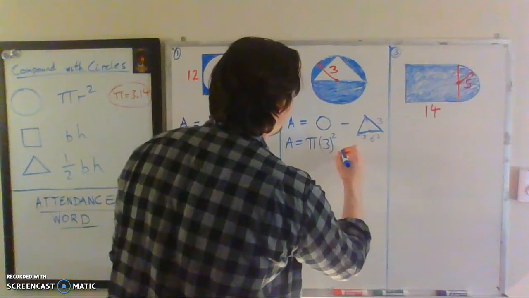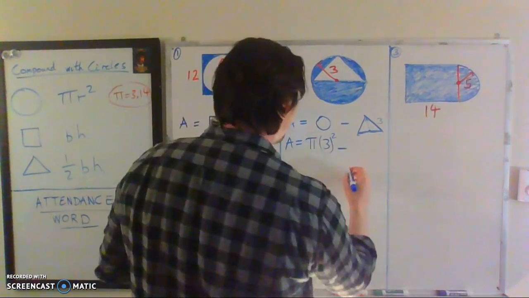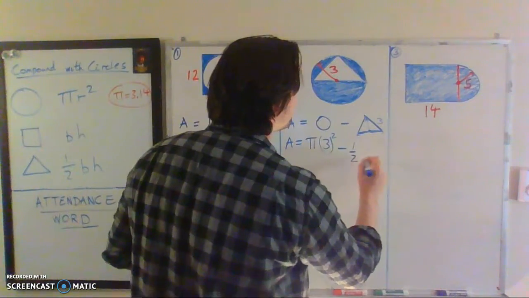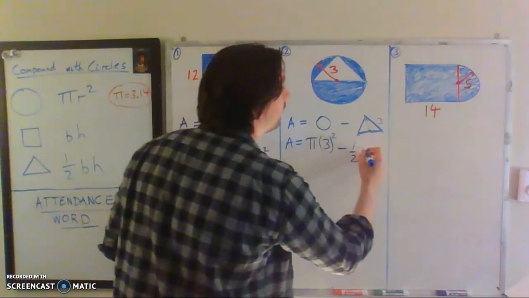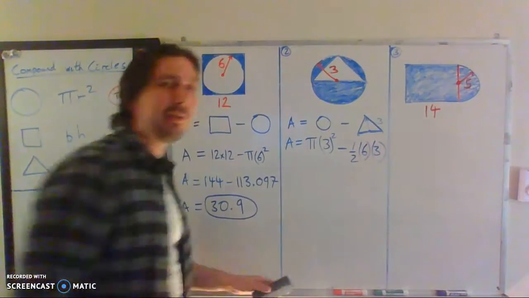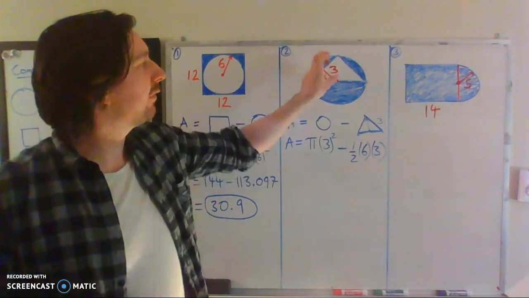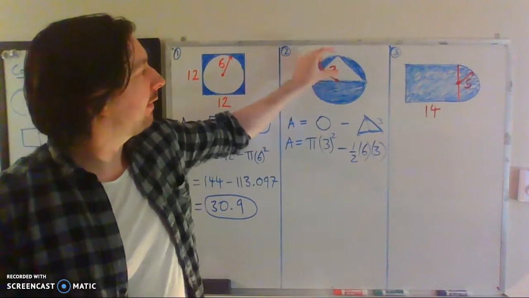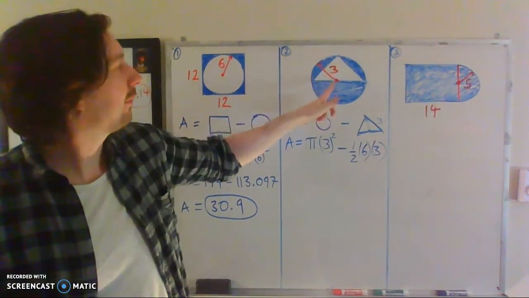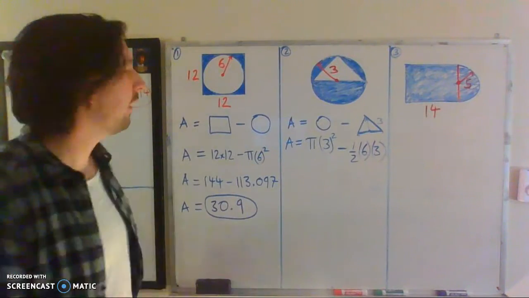So the area of my triangle would be half of the base, 6, times the height, 3. So that's quite tricky. Try your best on that one of yours. The base is going to be twice the radius, the height is going to be the same as the radius. So for me that was 6, double 3, and 3, same thing. Okay?